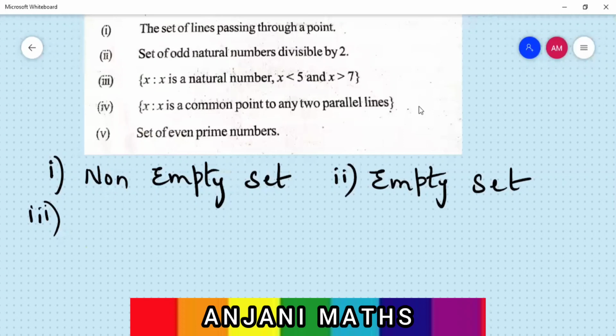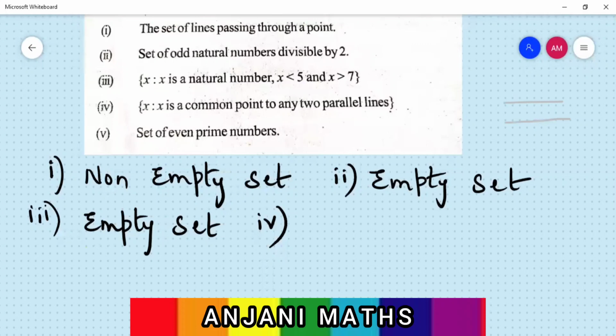Whether there will be any natural number which is less than 5 and greater than 7? No. We discussed the similar problem in the previous class. So this is an empty set. What about the fourth one? Empty set, ma'am. Why? Whether any two parallel lines will meet? No. Two parallel lines will never meet, so they won't have any common point.